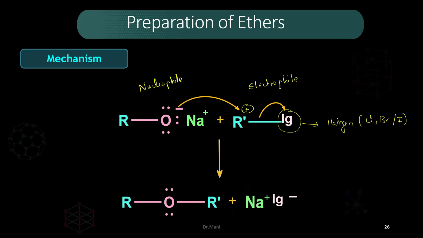Now this electrophile and nucleophile have opposite charges, so they will join. The sodium has a positive charge and the leaving group leaves with a negative charge. This negative charge and this positive charge will attract and form a bond, so that's how NaCl, NaBr, and NaI form. And the other negative charge and positive charge will form an ether. Understood? Any doubts? Is the mechanism clear, or should I explain it again? It's clear, sir. Okay.